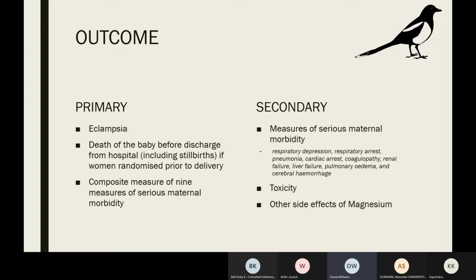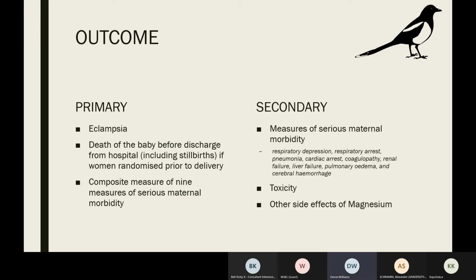Like I mentioned, the main ones are eclampsia, death of baby before discharge, and then composite measures of serious maternal morbidity, which are part of the secondary outcomes on that side. Those include respiratory depression, a side effect of magnesium, and one of the big worries about magnesium was the thought of respiratory depression and respiratory arrest. There was also mention of hypotension, given that oftentimes these patients are treated with antihypertensives, and other maternal morbidity things that you can see there. The other secondary outcomes they were looking at were signs of toxicity and other side effects of magnesium, routes of injection, those kinds of things.